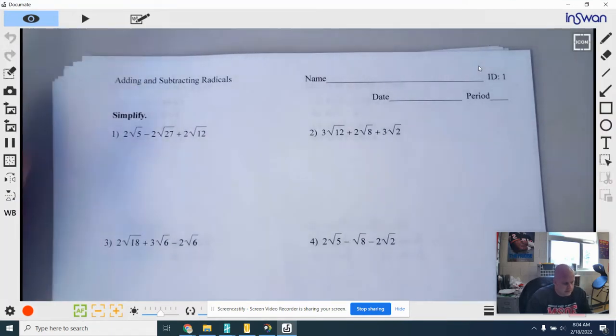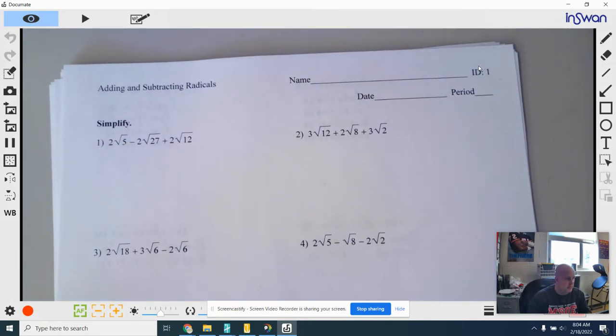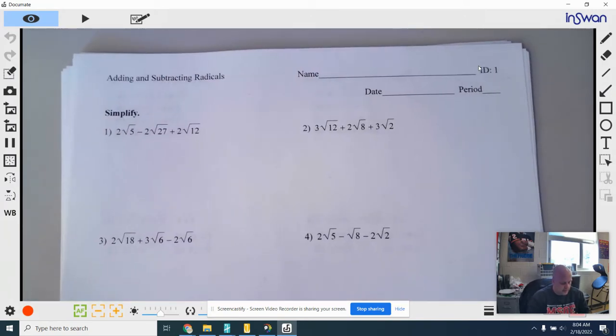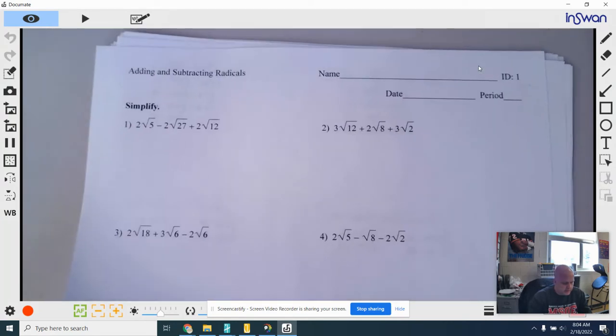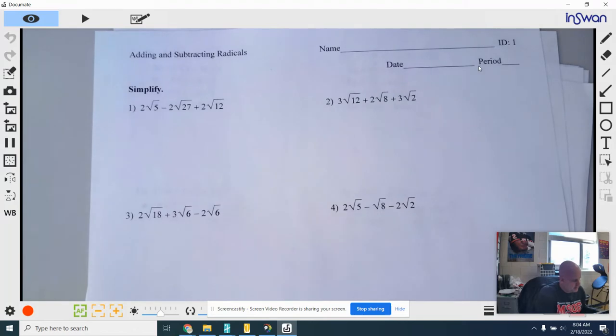All right, guys, for today's lesson, you're going to need this sheet. This is adding and subtracting radicals. So we've previously learned about simplifying radicals, and today we're going to take that concept and add them together or subtract them.